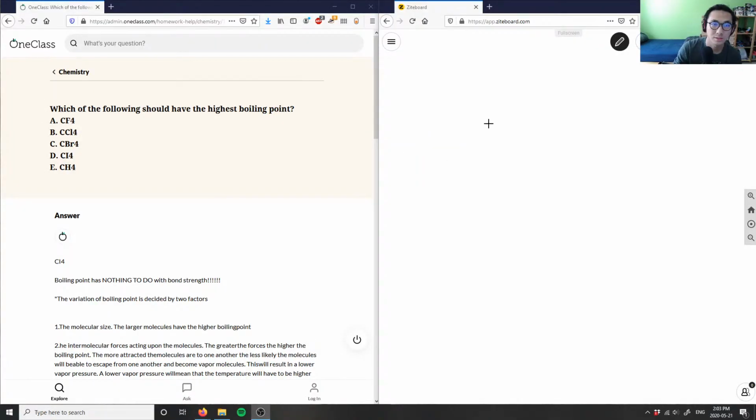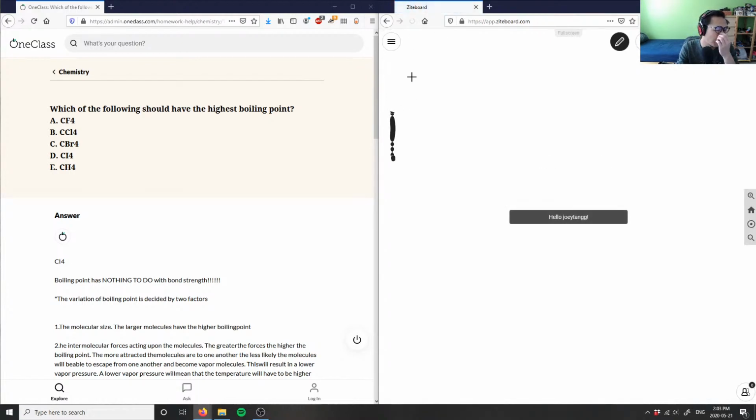We have 10 problems for today, and these problems range from mostly grade 11 to university level chemistry. It's asking us which of the following should have the highest boiling point. So this is question 1.